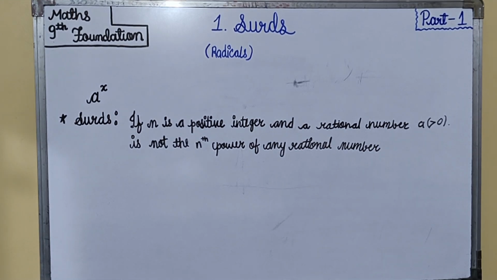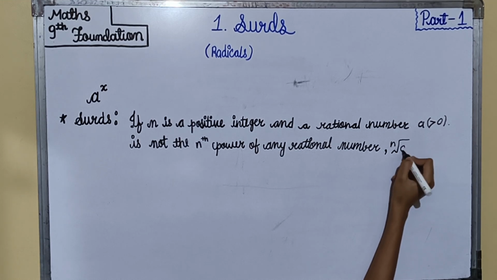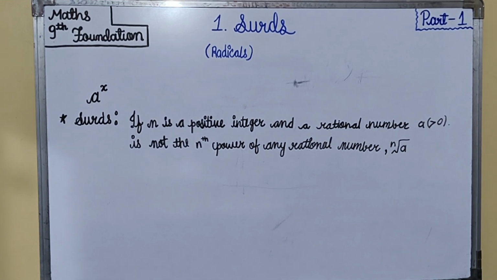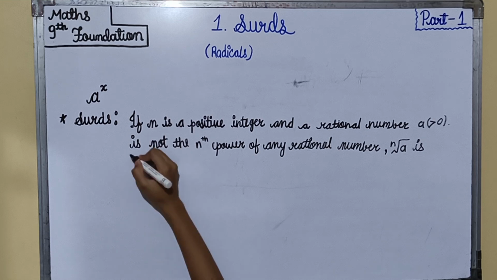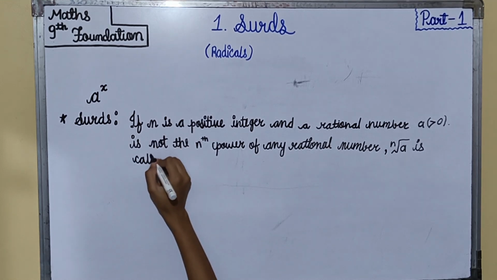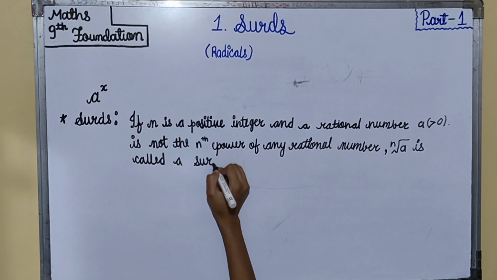Then the positive nth root of a is called a surd.